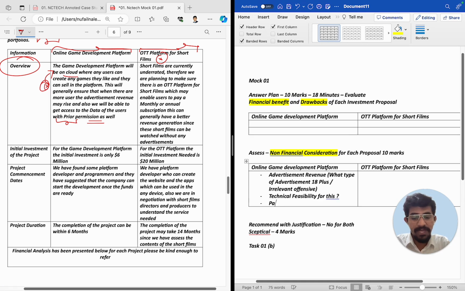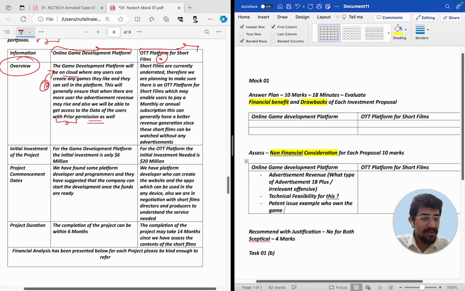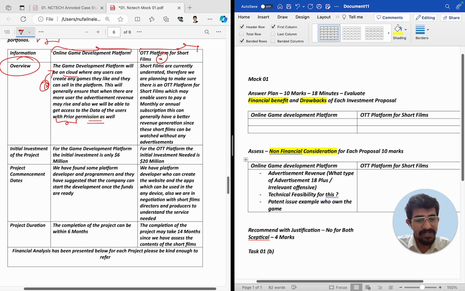And then, students, patent issues. Example, who owns the game? Who owns the game? Now, students, example, they're saying we get advertisement revenue. But later, what about the code of that game? Can someone take that code? That is one thing to be considered, students.